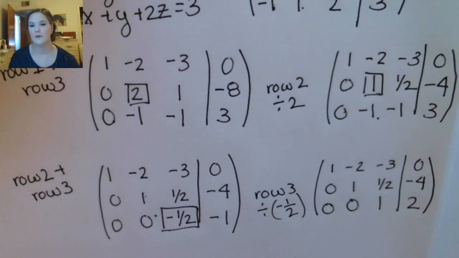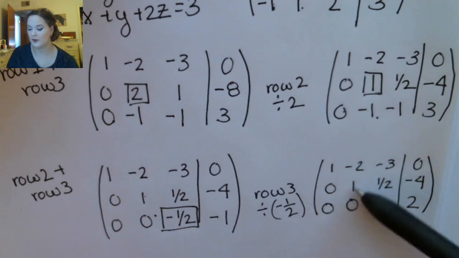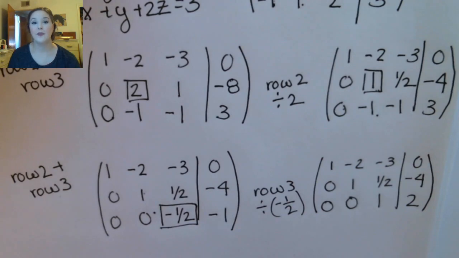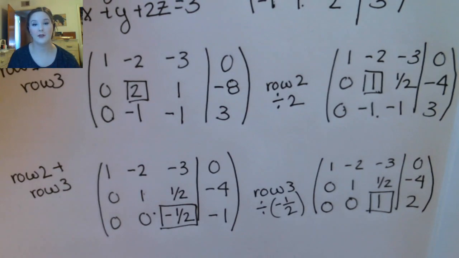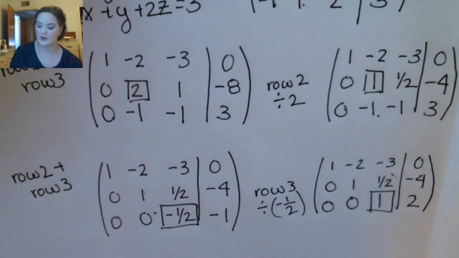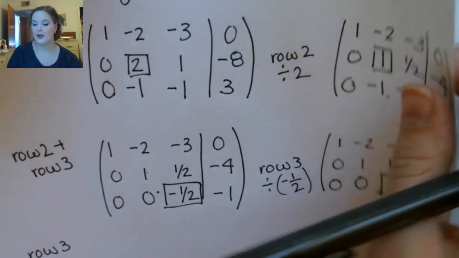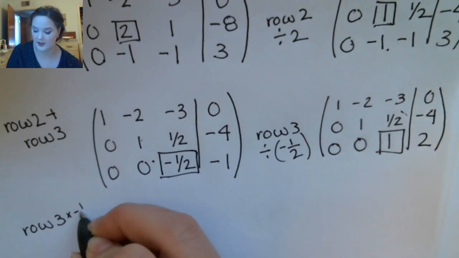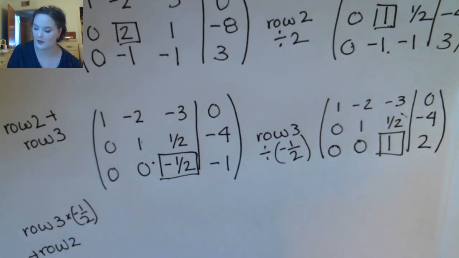All right. So now I'm done with the first phase. I have 1s on the diagonal, and everything below the diagonal is 0. Now I'm going to start in the bottom right corner, and I'm going to eliminate everything above the diagonal. So if I want to eliminate this entry, I need to take row 3 and multiply it by -1 times -1/2, and then add it to row 2.